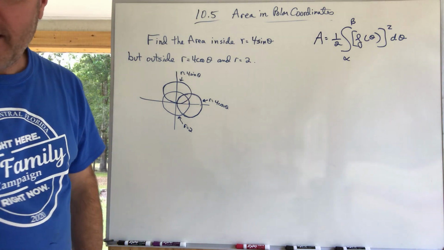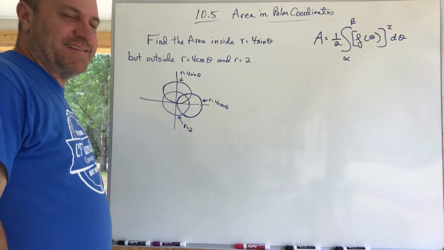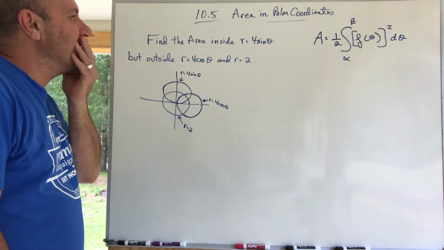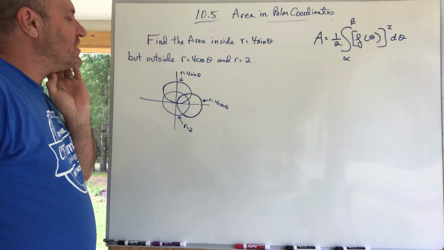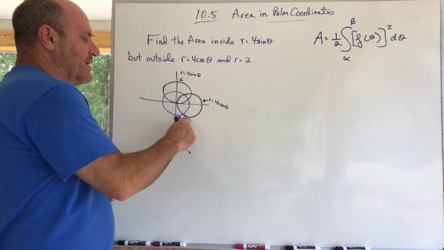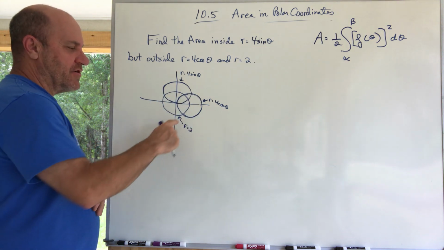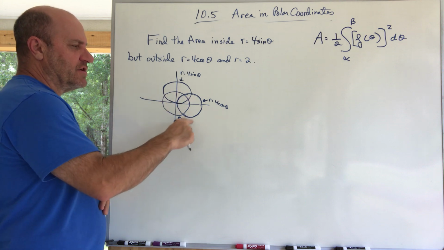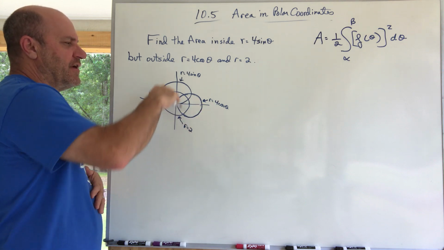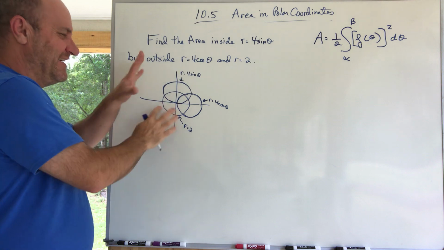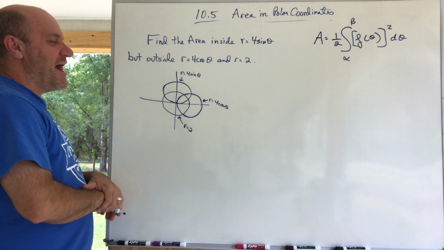Well, hello, welcome back. I found this problem I was just talking about last video. It's something like this. I've got these three intersecting circles here. R equals 2 is centered at the origin. R equals 4 cos theta sits over there. R equals 4 sine theta sits there. And it gets confusing looking.